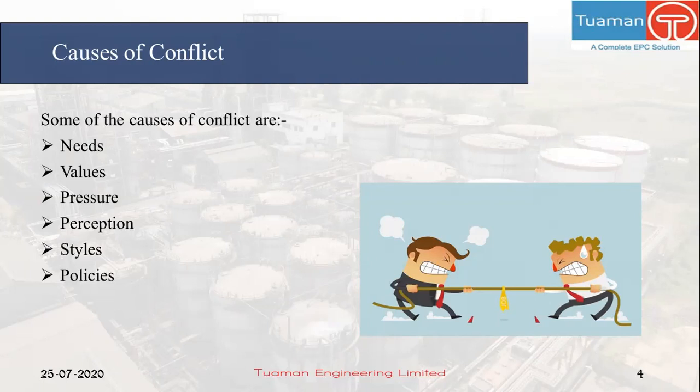Next is styles. People have different styles in performing their duties and tasks, which may also cause a conflict between groups or within the groups. Next is policies. People have different principles, policies, and ideologies, which may also cause a conflict. So these are some of the causes of conflict. There are other points as well.